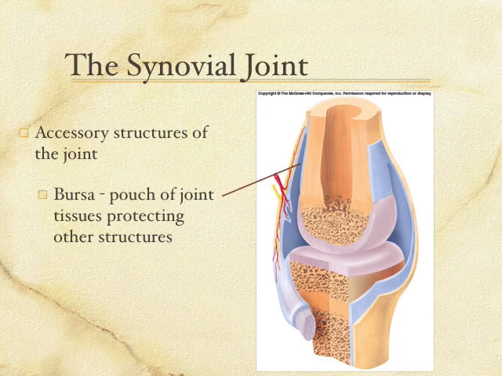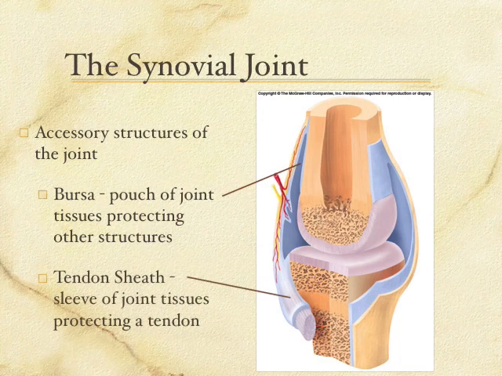Now the second one that you want to know is what's called a tendon sheath. And this is where the connective tissue and the synovial membrane form sort of a sleeve around a tendon. Tendons are the connective tissues that attach muscles to bones. And again, sometimes that tendon is placed in such a way that it would rub against the side of a bone. In that case, the synovial membrane may make a little bit of a sleeve around the tendon.